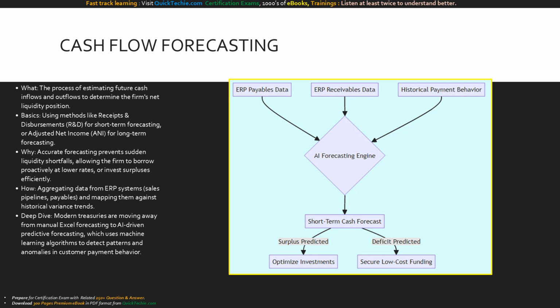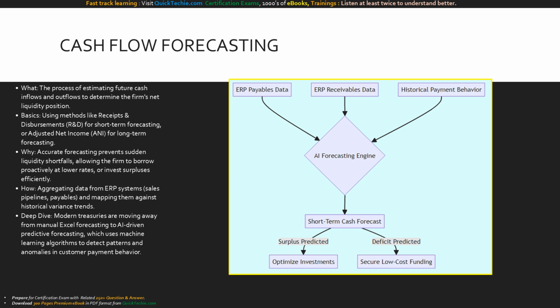Our deep dive here is the shift to artificial intelligence. We are moving away from asking sales teams for manual spreadsheet estimates. Instead, we use machine learning models that analyze years of historical payment data to predict exactly when a specific client will actually pay their invoice, drastically reducing forecast variance.